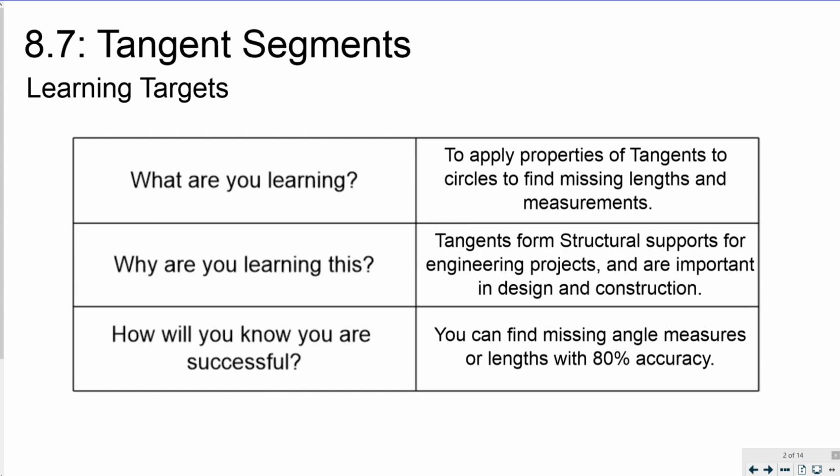Okay guys, in this video we're going to tackle tangent segments. This is the last video for properties of circles, so we're going to go ahead and tackle the properties of segments that are external to a circle called tangents. We're going to apply the properties of tangents to circles to find missing links and measurements. Tangents form structural supports for engineering projects and are important in design and construction. So this is why we're going to do this, so let's get to it.